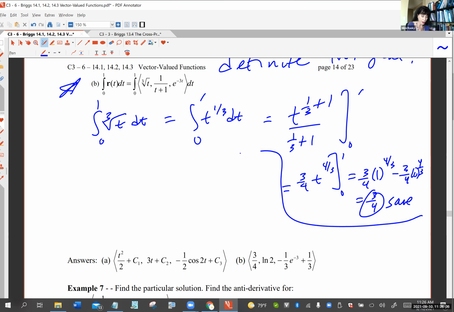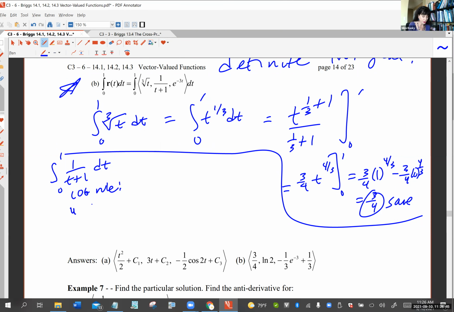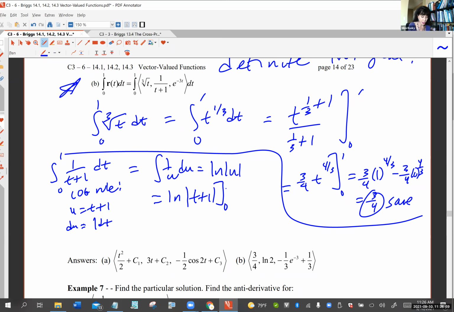Save that for later. Let's do the middle component. How do you take the integral of 1 over t plus 1? This is the log rule in action. Remember the log rule? I'm going to use u sub. Let u be t plus 1. du is just 1 dt. So this is looking like the integral of 1 over u du. That's going to be ln of u. But that's really ln of absolute value of t plus 1, and then evaluate between 0 to 1. So plug in your upper limit first. So you're going to have ln of 1 plus 1 minus, then evaluate at your lower limit.